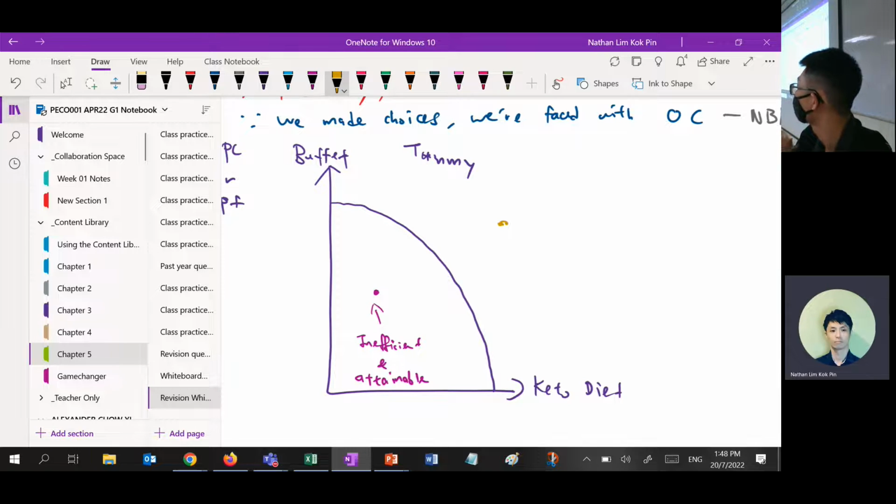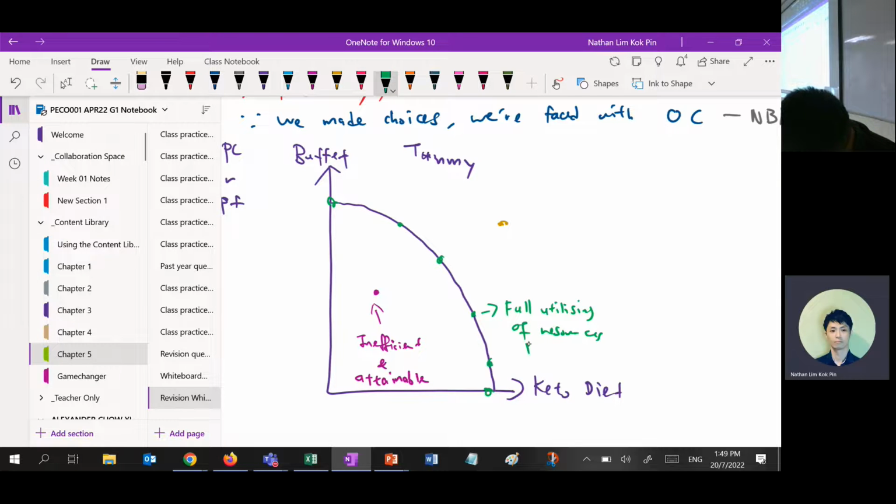According to your capacity, every country knows that they have a capacity. Each of you knows that you have a capacity for your tummy, right? If you eat too much, the maximum that you can attain is up until your tummy capacity. This is known as fully utilizing of resources. It's also known as efficient.